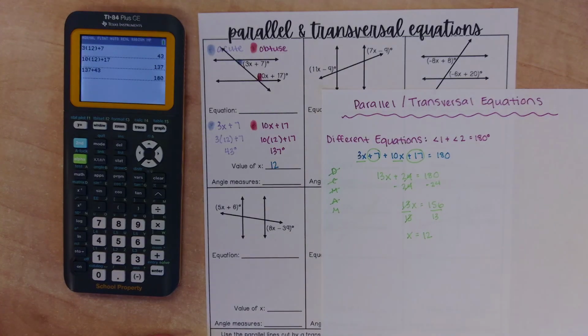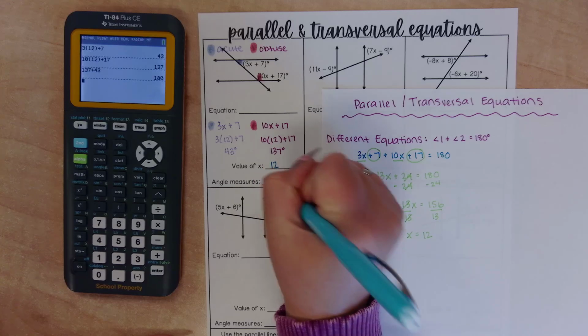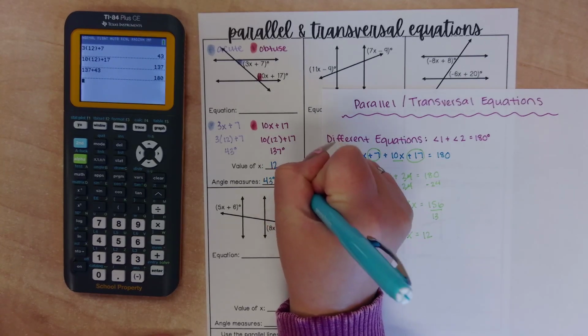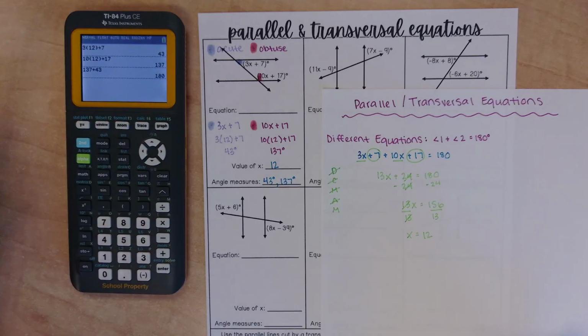Now, to double check yourself, you can take 137 plus 43, and you get 180, which is what the sum of the two angles should be. So it is correct, 43 degrees for the acute angles and 137 degrees for the obtuse angles. So that is just one way of solving for your angle measures, using your strategy, Don't Call Me After Midnight, and going through there.